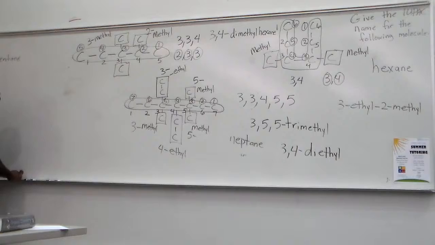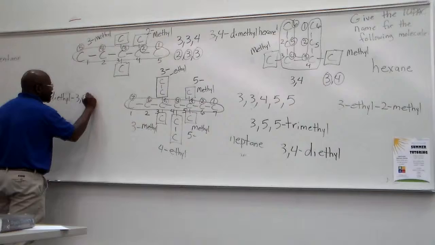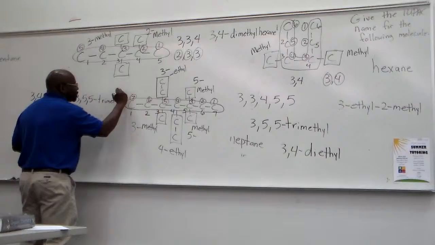So you have 3,4-diethyl, dash, 3,5,5-trimethyl, with no space, then the parent name, heptane.